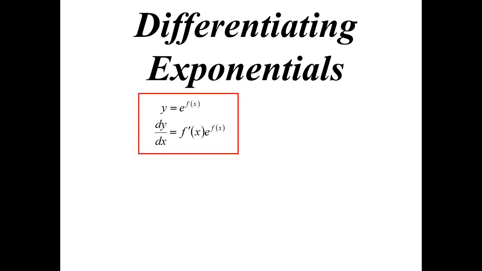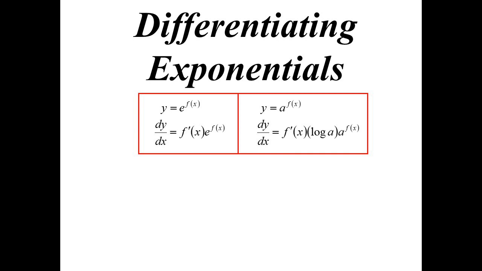Okay, but what happens if the base is not e? Pretty much done exactly the same. So if it's any other base, let's just call it a, the difference being that we will multiply it also by the natural log of a.